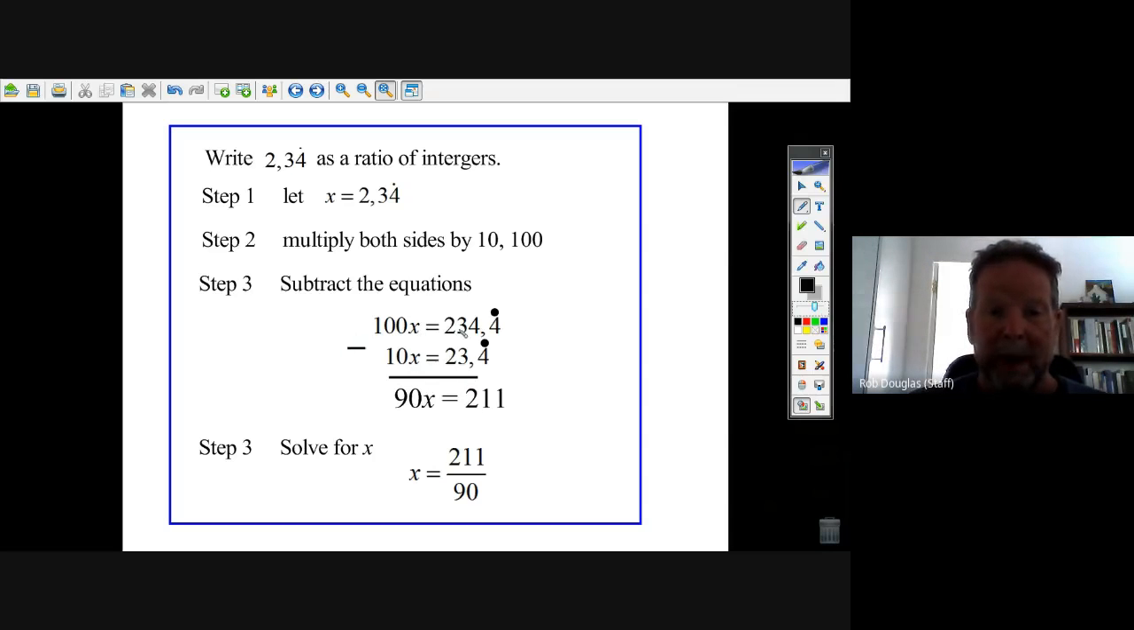Now when you subtract, 234 minus 23 is 211. 100x minus 10x is 90x. And then what we do is we divide both sides by 90, and we get x is 211 over 90.